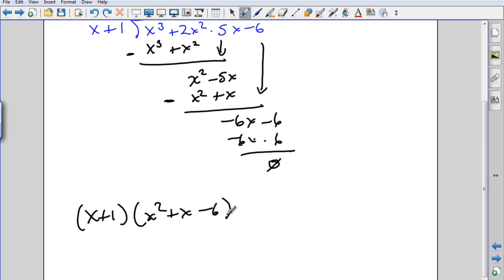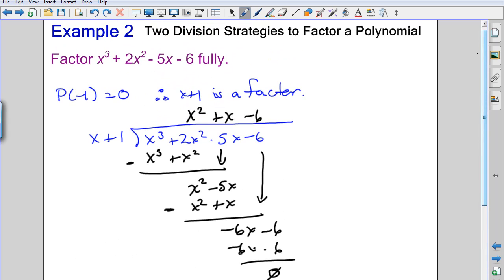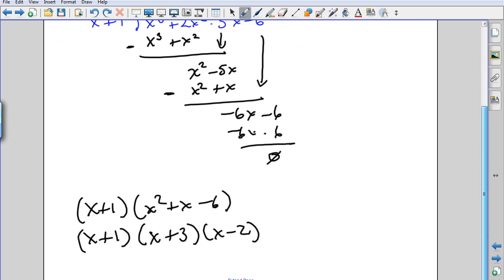Because they want us to determine all the factors, we use simple factoring for trinomials to find the other factors, and we see x plus 3 and x minus 2. This is one method of factoring. And you can imagine if this was a quartic or a quintic, our long division would get very long.